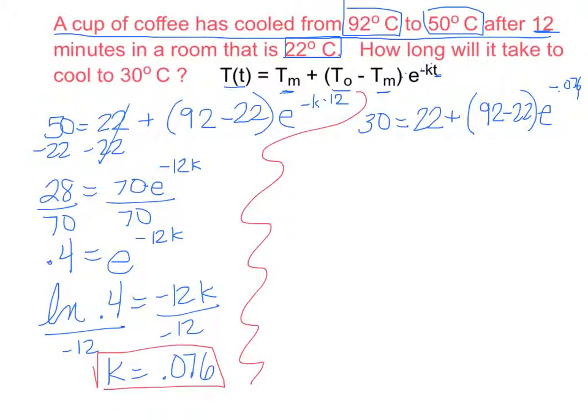So instead of a K up there, sorry, that's kind of messy, but I'm going to put a little T down there. All right, so let's clean this up. Subtract the 22 to the other side. So we have 8 equals 70 e to the negative 0.076 t. Divide by the 70. The whole solving process is the same thing. You just have a few different numbers in there.